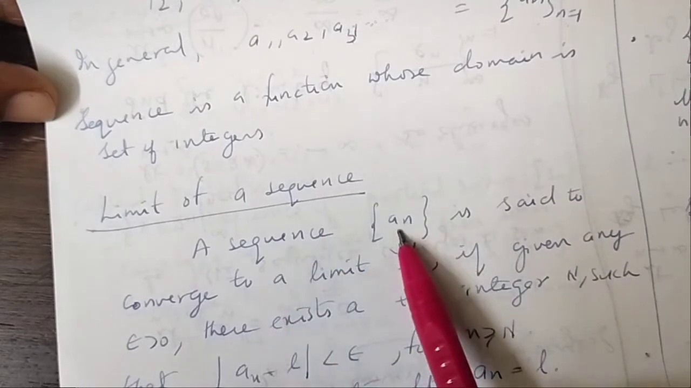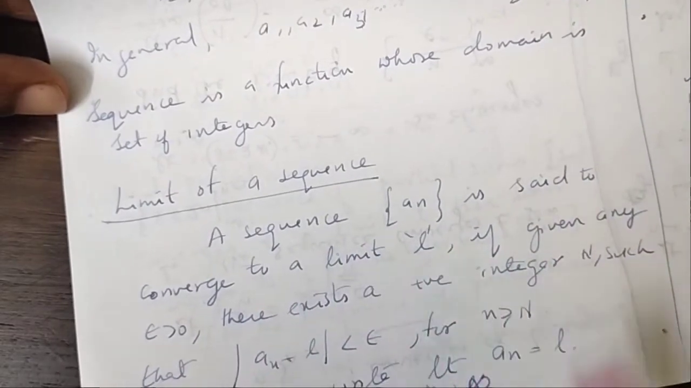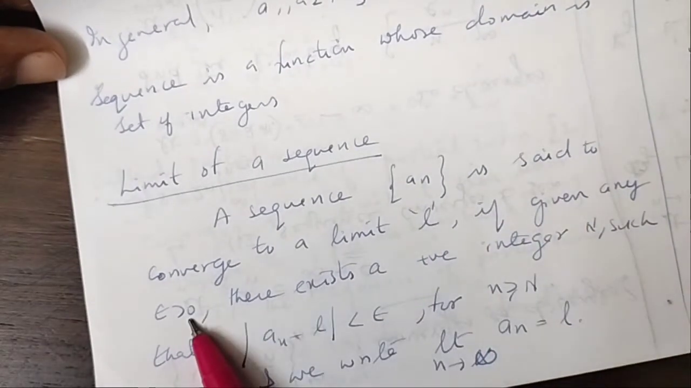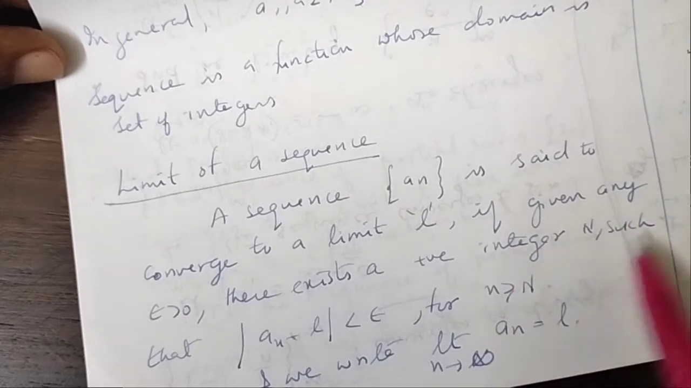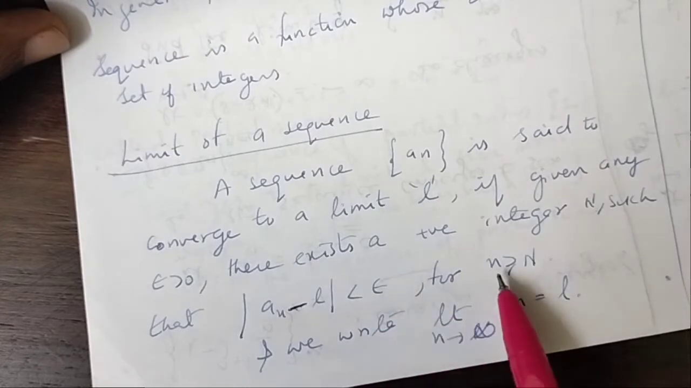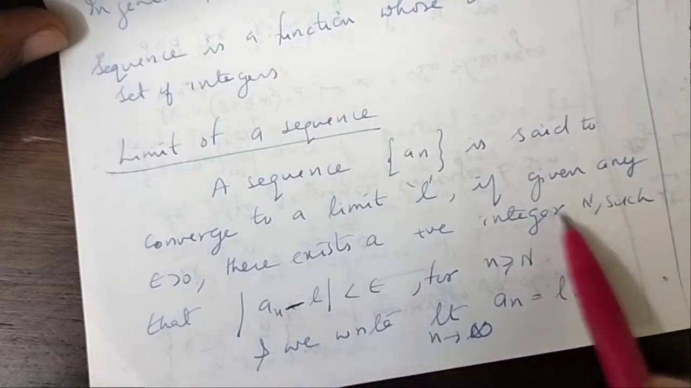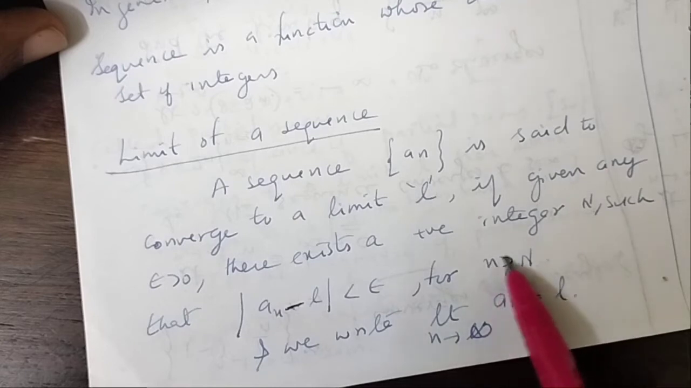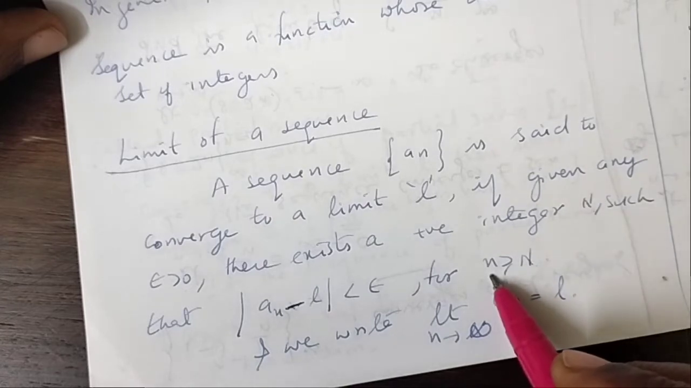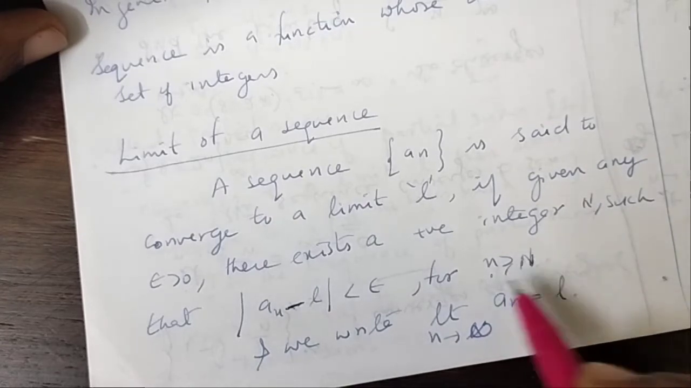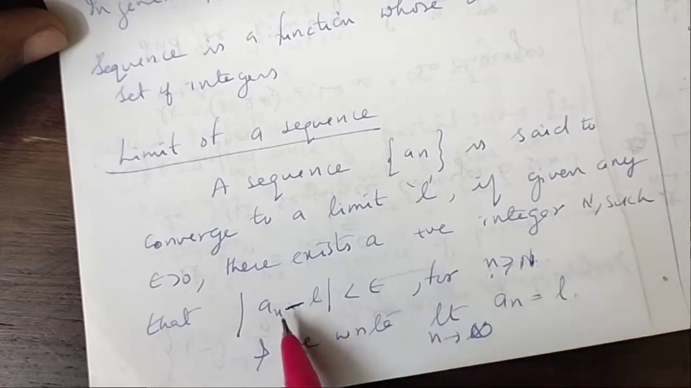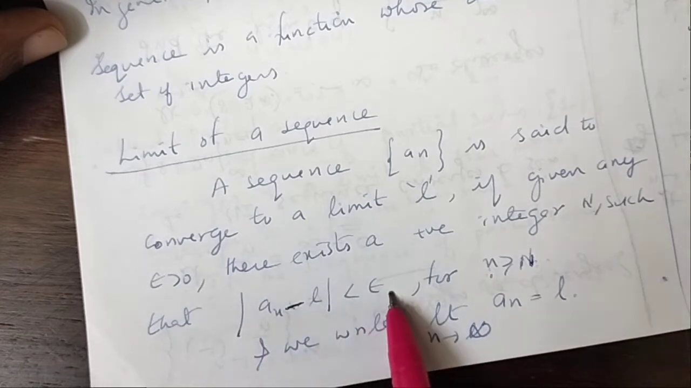So a sequence a_n is said to converge to a limit. Converge to a limit means it has a limit. If given any epsilon greater than 0, there exists a positive integer capital N such that modulus of a_n minus L is less than epsilon for all n greater than or equal to N. That means for small n greater than or equal to capital N, n is tending to infinity. For any fixed N, this n is very large, tending to infinity. So in this case a_n minus L is less than epsilon.